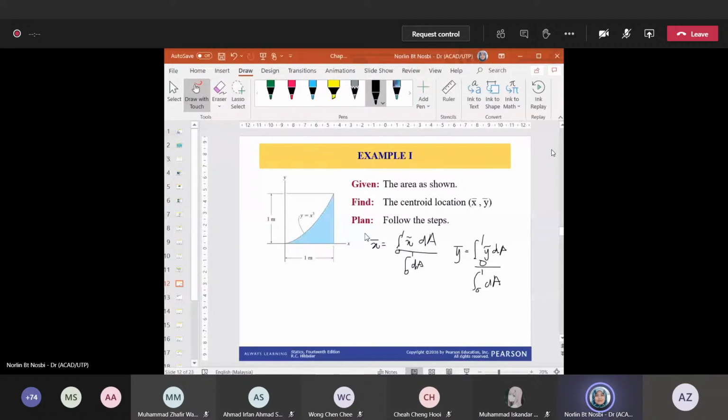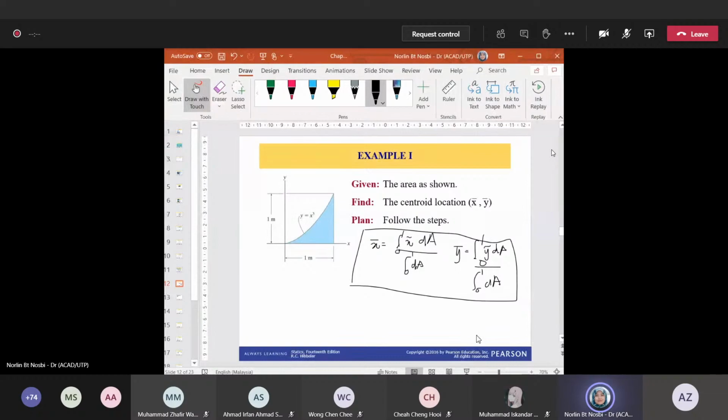Okay, now you need to find the x tilde. You need to find the dA. So how do you find it? You have to follow the steps that I showed you previously, the 4th step. Okay, 1, 2, 3, and 4.